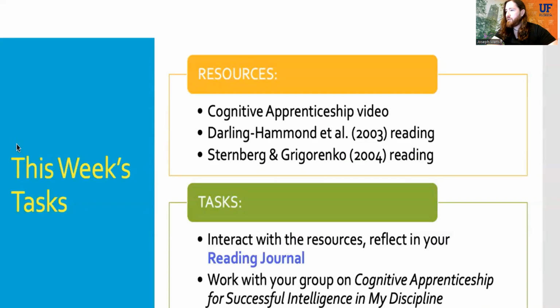So please continue your reading journal. And the task that you'll have in addition to the reading journal prompts is that you're going to work with your group on a task called Cognitive Apprenticeship for Successful Intelligence in my discipline. Okay, so that's the thing at the bottom.